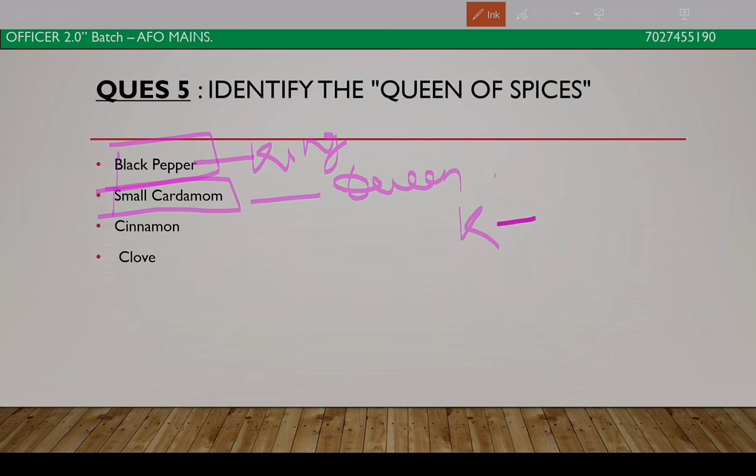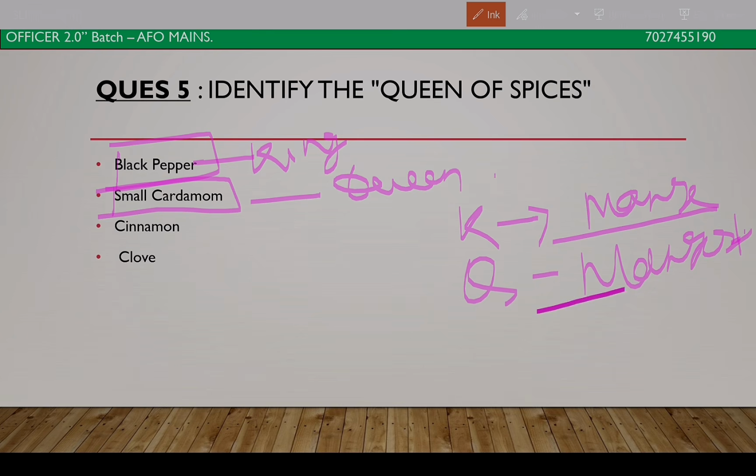Similarly, king of fruits, mango. Queen of fruits, mangosteen. This is a tropical fruit. This is queen. Generally, if the question is asked queen of fruits, you can write mangosteen. But if the question specifically asks queen of subtropical fruit, sometimes they ask, then the queen will be lychee.